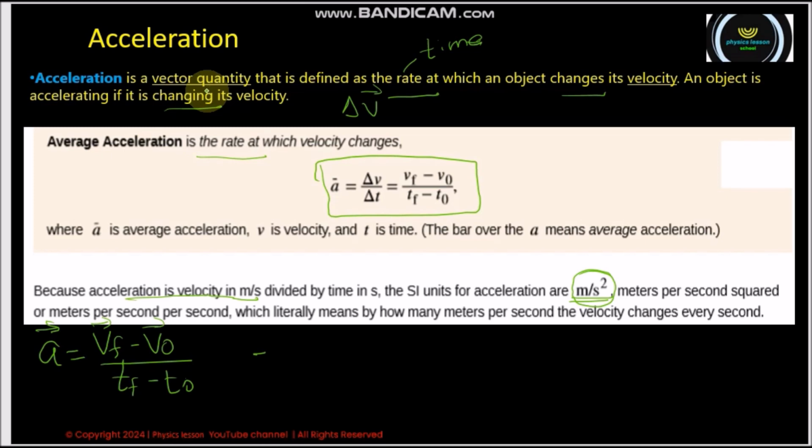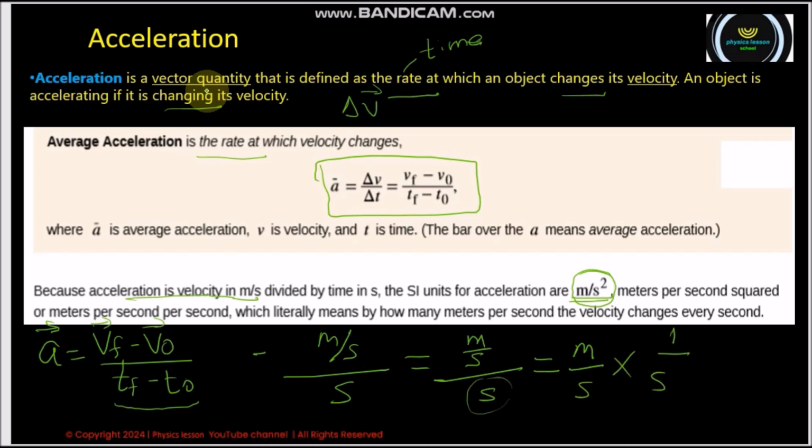For example, the unit of velocity is meter per second, and the unit of time is second. In mathematics, meter per second over second is equal to, if there is a division, we multiply by the reciprocal. That means meter over second times one over second, which is equal to meter over second squared. So that's why we say the SI unit of acceleration is meter per second squared.